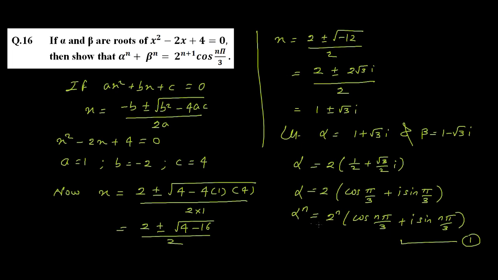So we have calculated here alpha to the power n. Now let's talk about beta and beta to the power n. So what is my beta? Beta is 1 minus root 3 iota.